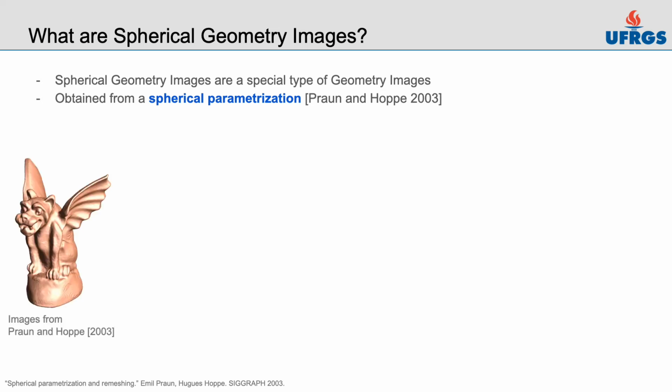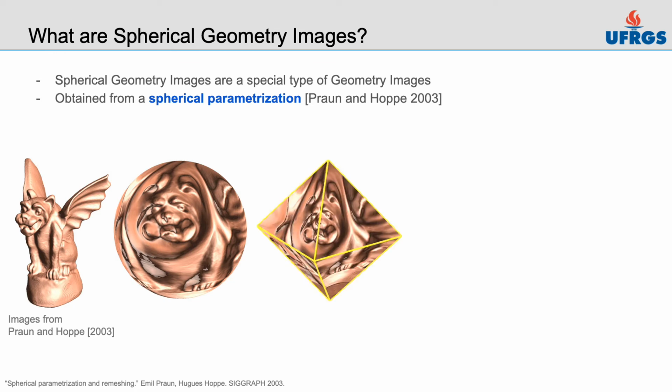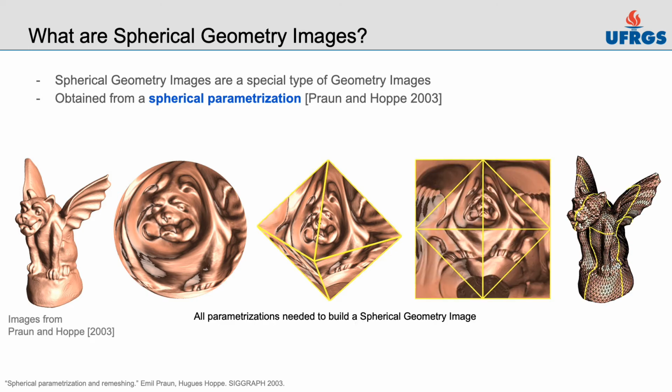However, they are a special type of geometry image obtained from a spherical parametrization. There are multiple ways of generating geometry images, and the spherical parametrization is one of them. As an example, consider the following mesh. In order to obtain a spherical geometry image that represents this mesh, the first step is to parametrize it to a sphere. Next, the sphere is parametrized to an octahedron. Finally, the spherical geometry image is obtained from this octahedron.